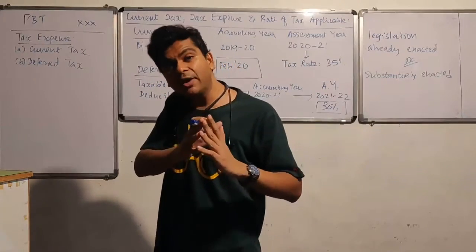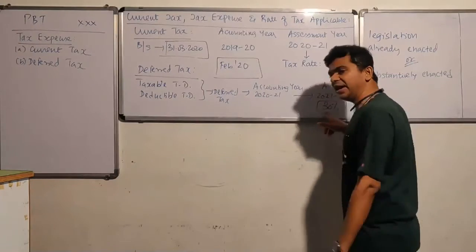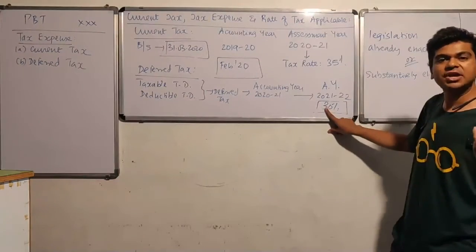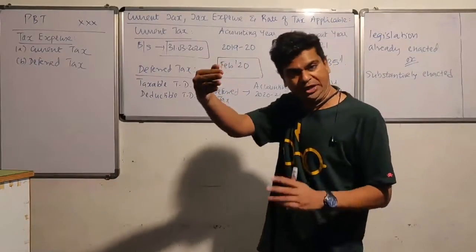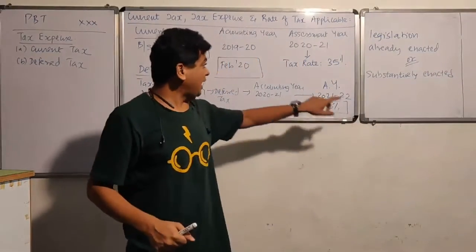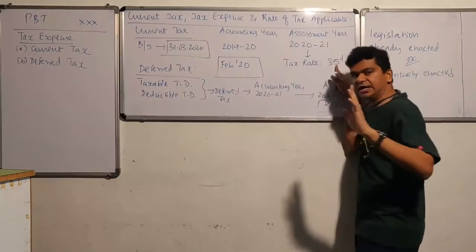So there's a pretty long legal process. Now the question that arises is that once the government announces that in the next assessment year the tax rate is 30%, should I use 30% for calculating the deferred taxes, or should I continue using 35% for the calculation of deferred taxes?